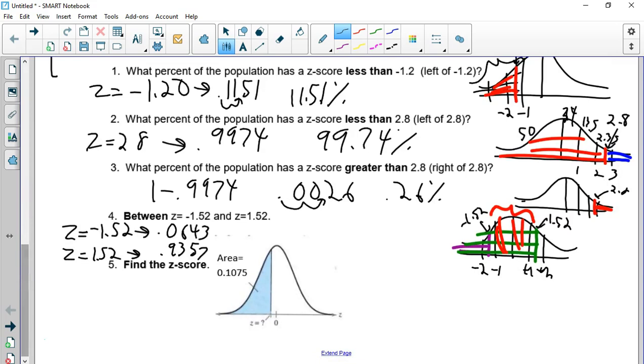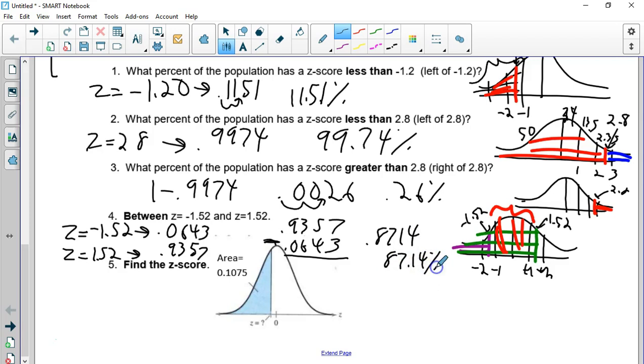So if I subtract these two numbers, 0.9357 minus 0.0643, I end up with 0.8714, or 87.14%. That's the area in red here, you can see, in between those two lines.